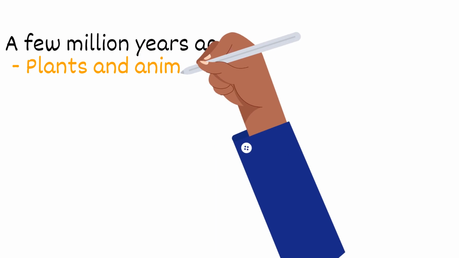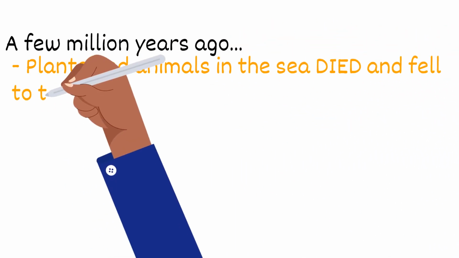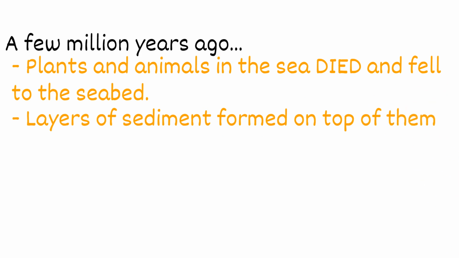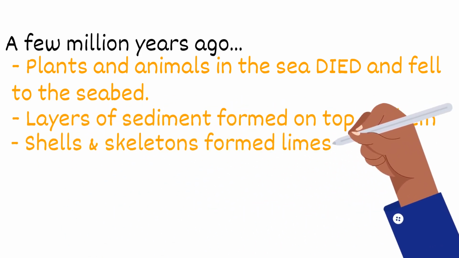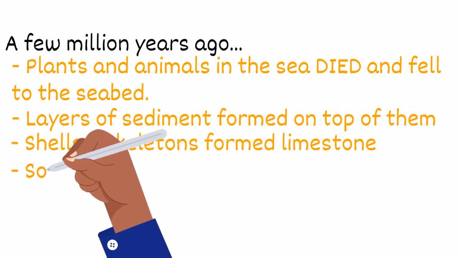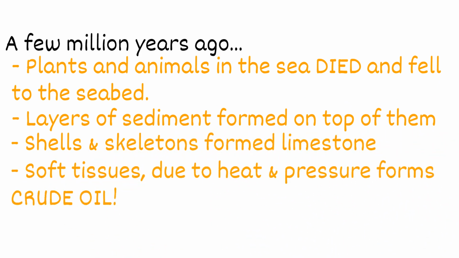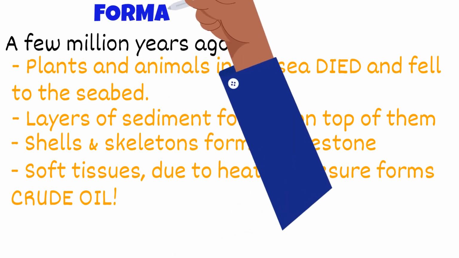Over a few million years ago, plants and animals that lived in the sea died and fell to the seabed. Year after year, layers of sediment formed on top of them. Their shells and skeletons formed limestone, while their soft tissues were forced by heat and high pressure to turn into crude oil. This is important, the formation of crude oil.